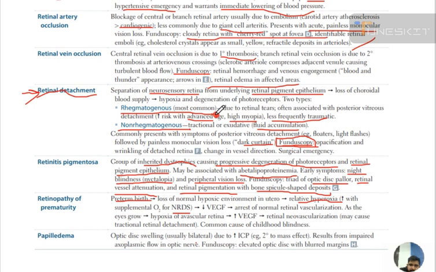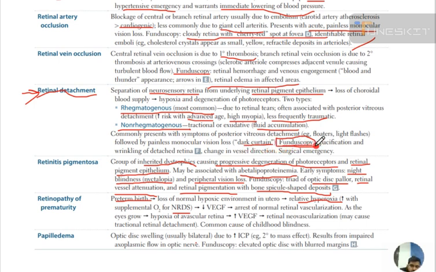It has increased risk in advanced age and high myopic conditions. It is less frequently traumatic. Non-rhegmatogenous is less common, and it may be tractional or exudative fluid accumulation. It commonly presents with symptoms of posterior vitreous detachment. You can see floaters and light flashes followed by painless monocular vision loss. Dark curtain, you can see dark curtains.